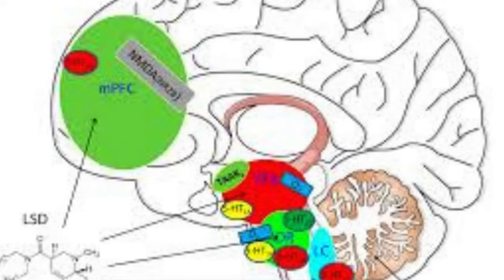The experiments conducted under MKUltra were highly unethical and raised serious ethical concerns about the treatment of human subjects. The program was eventually exposed and criticized, leading to investigations, congressional hearings, and reforms in research ethics and oversight. The use of LSD by the CIA under MKUltra remains a dark chapter in the history of intelligence agencies and research ethics.